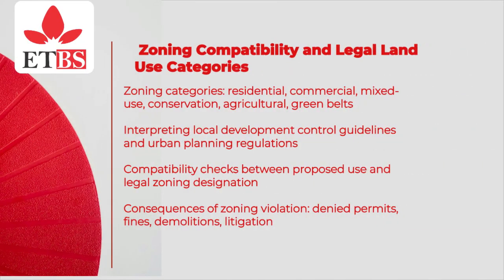5. Zoning compatibility and legal land use categories. Zoning categories: residential, commercial, mixed use, conservation, agricultural, green belts. Interpreting local development control guidelines and urban planning regulations. Compatibility checks between proposed use and legal zoning designation. Consequences of zoning violation: denied permits, fines, demolitions, litigation.